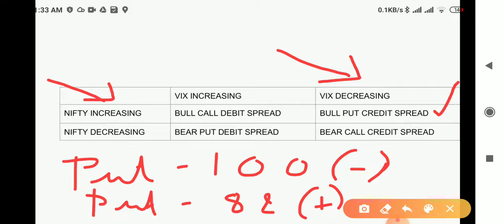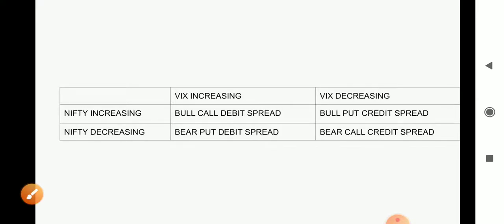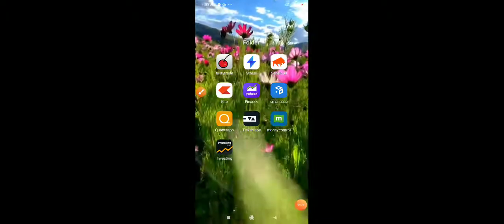That means our view is underlying should be increasing. That means NIFTY has to increase by creating the bull put credit spread. So how to select the strikes, how to execute the put credit spread, now we will see. Now we will open option chain.